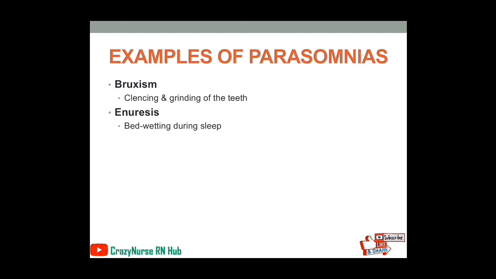Next is enuresis. Bedwetting during sleep can occur in children over 3 years old. More males than females are affected. It often occurs 1 to 2 hours after falling asleep when rousing from NREM stage 3.